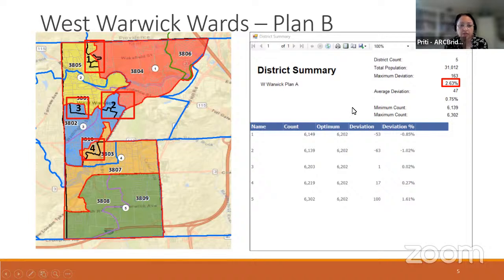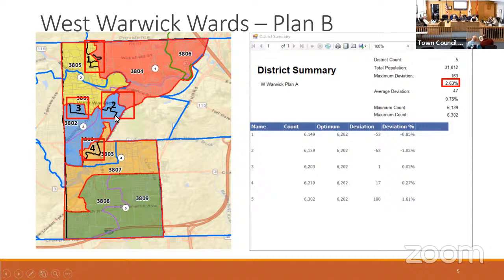And when we look at the maximum deviation, it's 2.63%. So what we did was we took out this area that you're seeing, these parts from Ward 1, and we moved it to Ward 2, because Wards 3 and 4 were the ones that needed people. So we took this area of Ward 2 and we gave it to Ward 3. And then we have identified these changes as change 1, 2, 3, and 4.